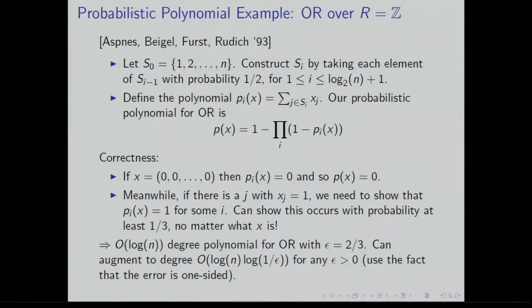This is really good because before, our polynomial for OR had degree n, and now our polynomial has degree log n. So this is an exponential decrease in the degree. And in fact, if you work over the integers mod 2 instead, you can even get rid of this log n factor by a nice argument by Razborov and Smolensky. So this is a huge savings.